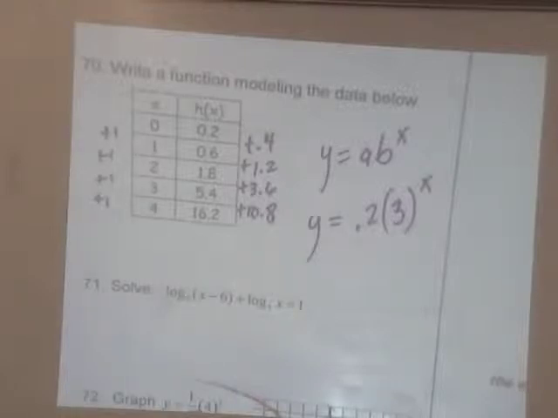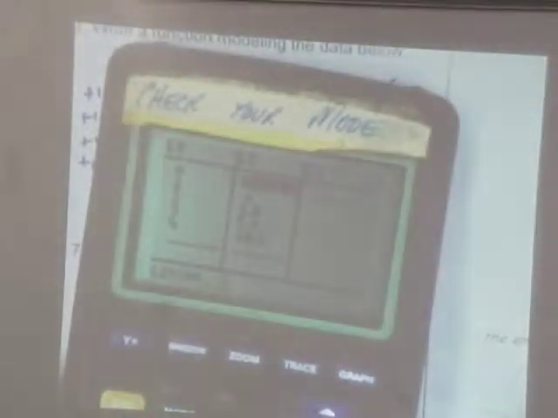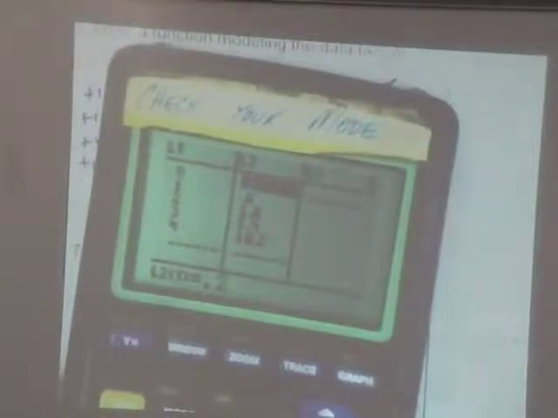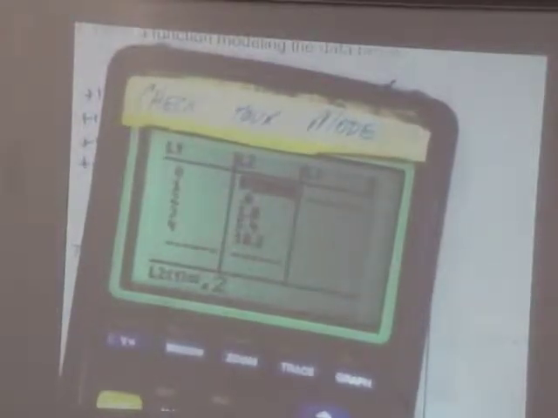Questions on 70? Yes? How do you put it in again? Do you go to stat? Yeah. No, I mean like how do you actually solve it? You go to exponential regression, then it gives you the blank screen. I forgot how to actually put it in. Hit enter again. Is it error, DIM mismatch? Go back to your list. Your lists don't have the same number of X's as they do Y's. You see it?